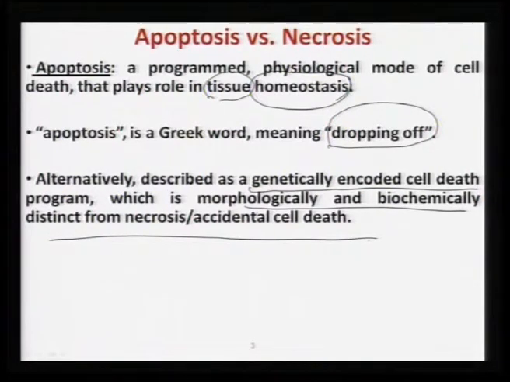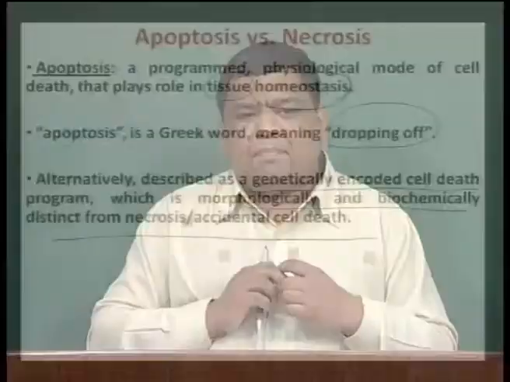or accidental cell death. In the case of necrosis, what happens? The cell membrane is ruptured instantaneously, and then the cell undergoes the necrosis process. This is more like an accidental death process.